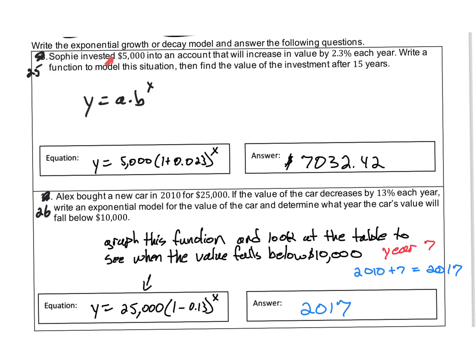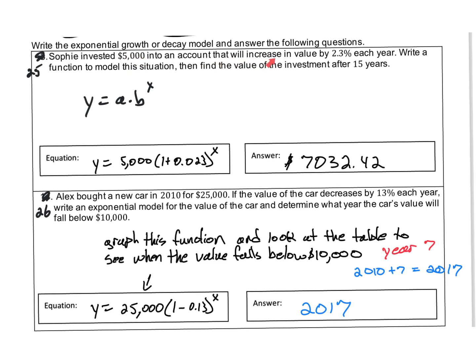So this first one, Sophia invested $5,000 into an account that will increase at a value of 2.3% each year. Write the function to model this situation. Okay, so our exponential growth or decay function, we start with an original amount and then we multiply it by the growth factor and we raise it to the exponent of like the number of years or days or whatever it's mentioning. So in this, the original is $5,000.